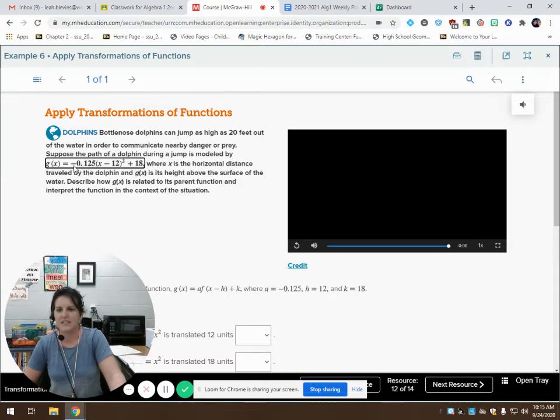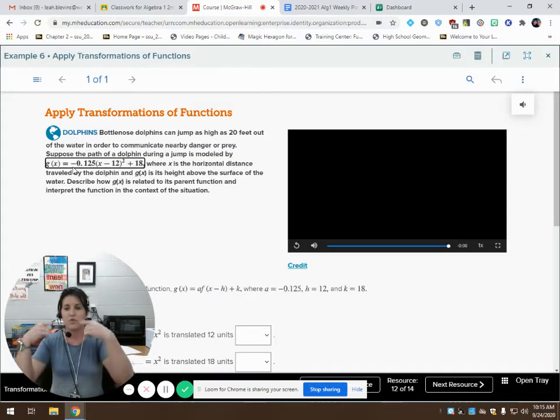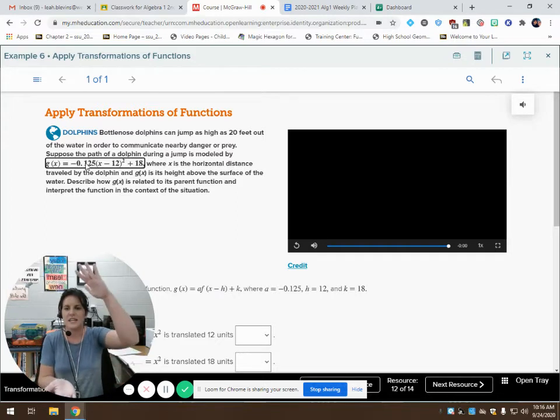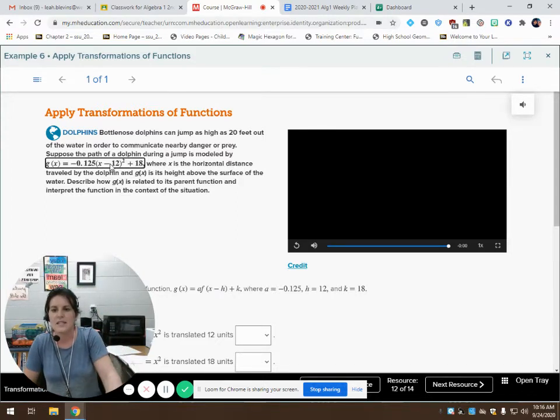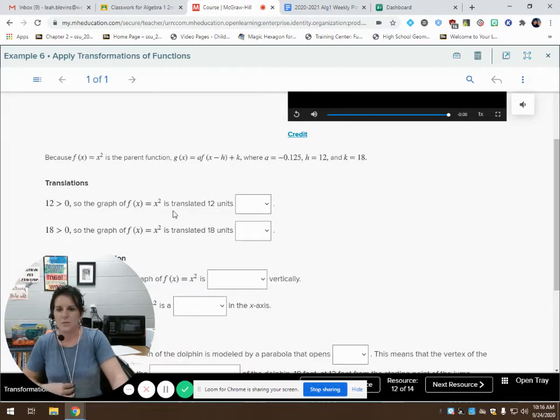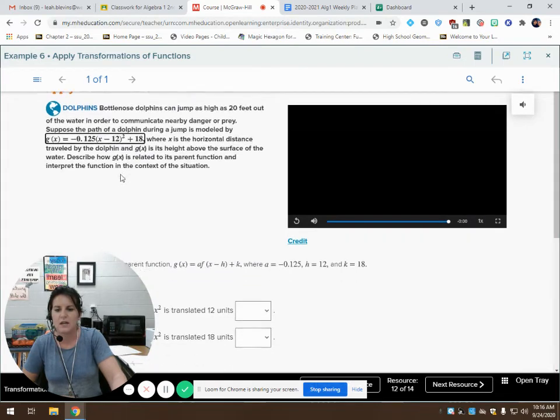I see some key things here. This negative outside of the squared, so I know it's going to be reflected. This value is in between 0 and 1, ignoring the negative, so that tells me that it's getting compressed vertically. This minus 12, minus is part of the formula, so this is a positive 12. So it's being shifted to the right 12 units, and then this positive 18 tells me it's being shifted up 18 units. So let's fill that in. So the graph of x squared is translated 12 units to the right.